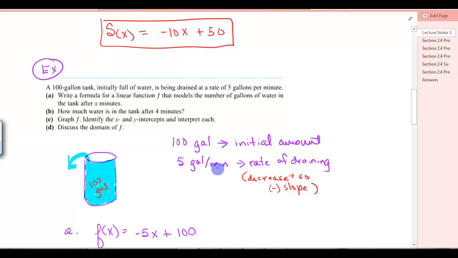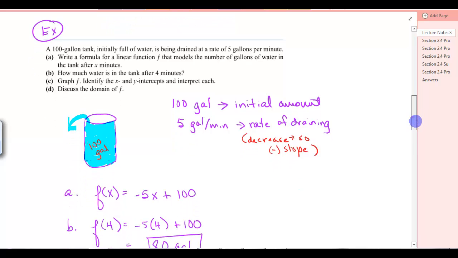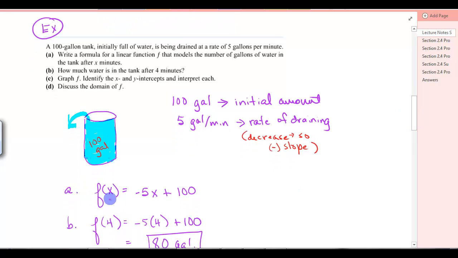5 gallons per minute is a decrease. It's draining out at 5 gallons per minute. So we could say f of x is equal to negative 5x plus 100. That's our function. All right, so that was A part. Write a formula for the function. B part, how much water is in the tank after 4 minutes? This is why it's wonderful to be able to model, because then you can answer other questions.